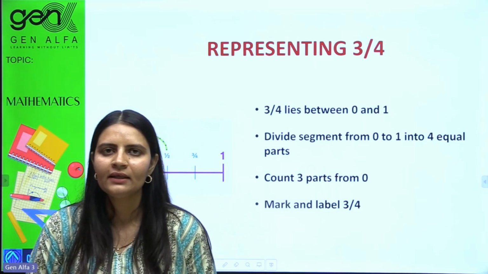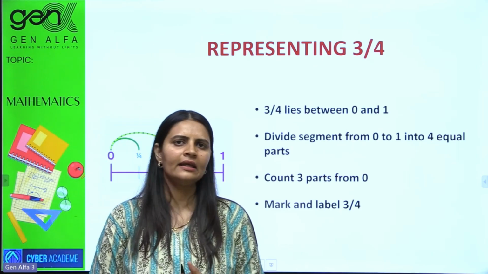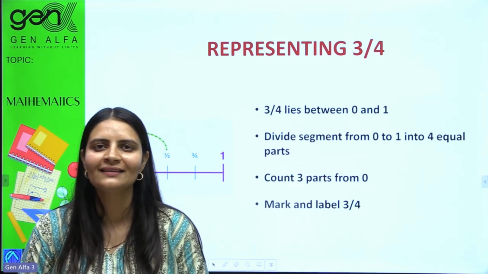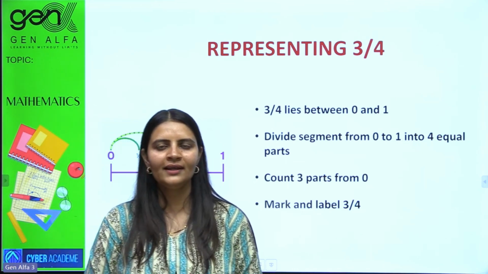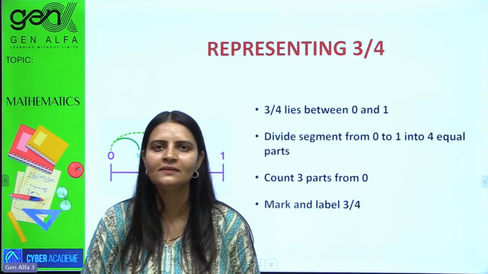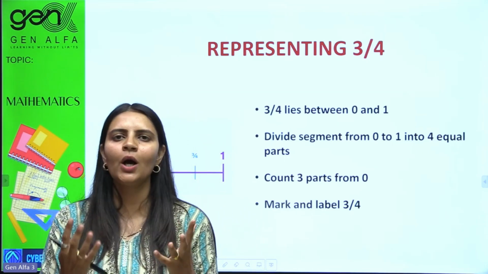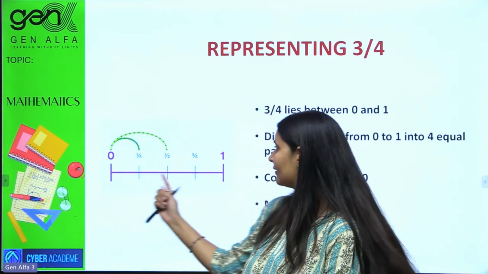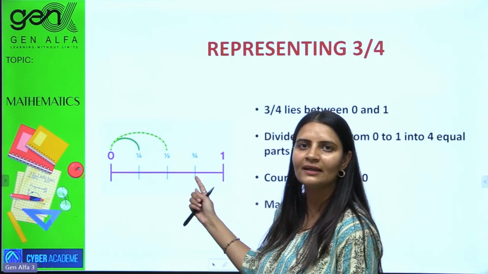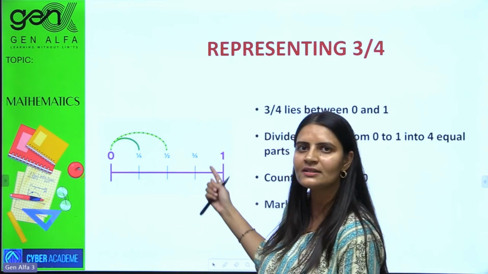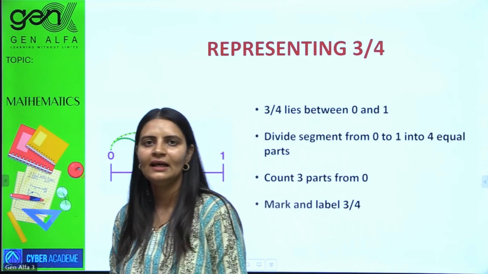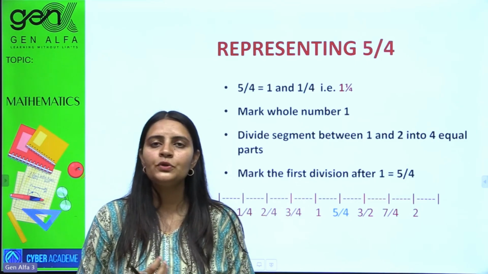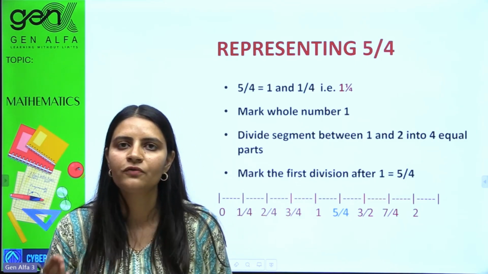Just tell me one thing. Is 3 by 4 nearby to 0 or is it nearby to 1? Have you drawn? Just look at your notebook and shout it with me. Ma'am, it is nearby 1. Here, it is nearby 1. 3 by 4 lies just next to 1. Understood? Let's move further. Now it's time to represent 5 by 4.